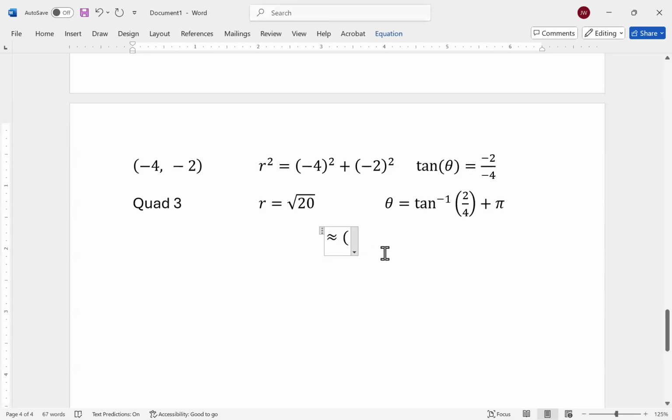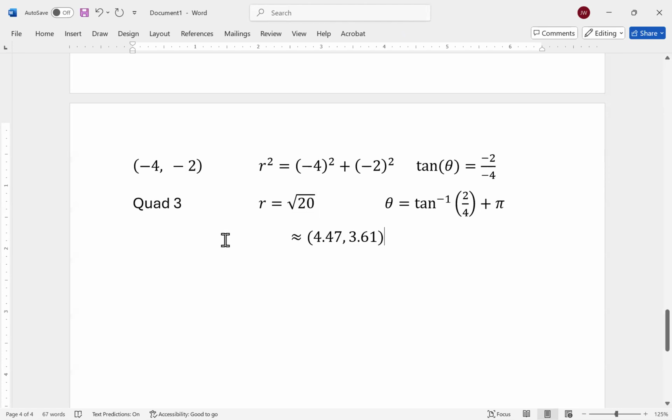If I want to give the point approximately, obviously exactly it's these two, r and theta, but that's the point approximately. Root 20 is about 4.47. And inverse tan of 2 over 4 plus pi is about 3.61. So that's the point I'm getting. If I start with this rectangular point, then this is the corresponding polar point.